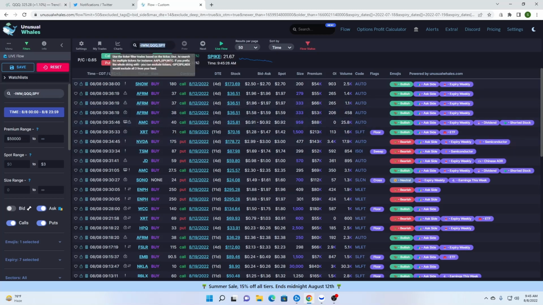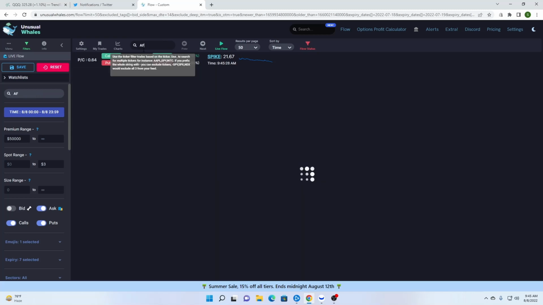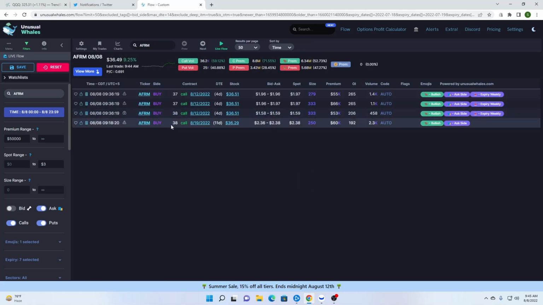What I'm going to do is search AFRM now. All right, so we look here, these 38s are getting hit pretty decently, 60K, 53K, and the 37. So this could be a spread here. As you see, the size is greater than open interest. Next, I need to pair this with some TA to give me a decent area in which I'm looking to take the trade.